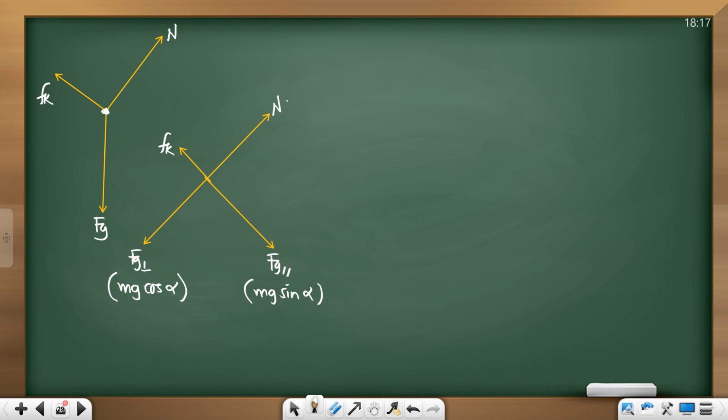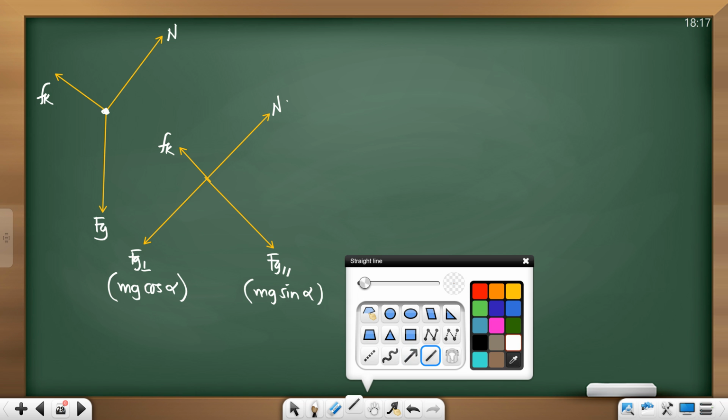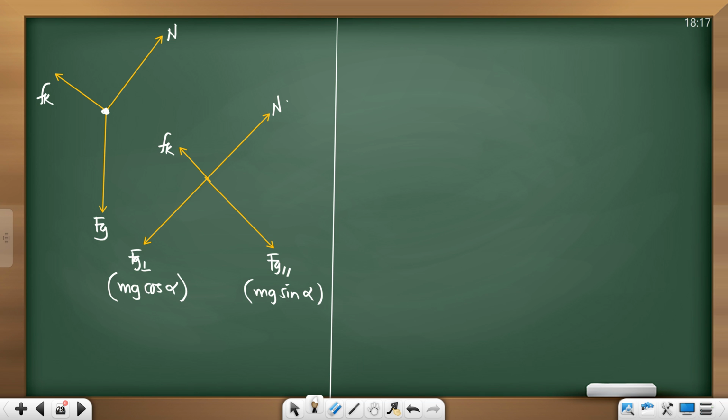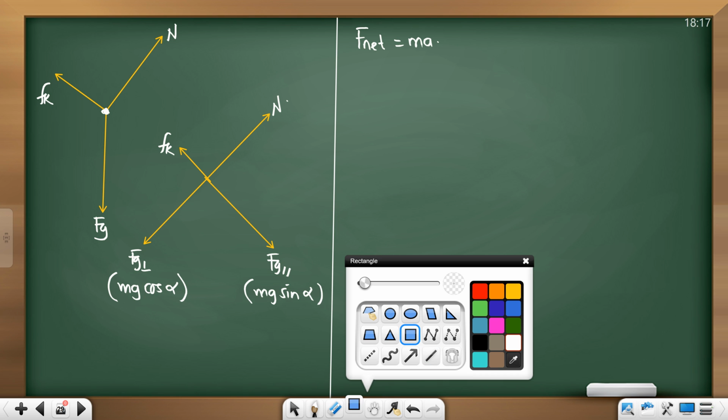The examiner says we should do what? Find the acceleration. Let's see. What is the formula for acceleration? We would say F net is equal to ma. And we will look at the forces that are responsible for the motion of the object.